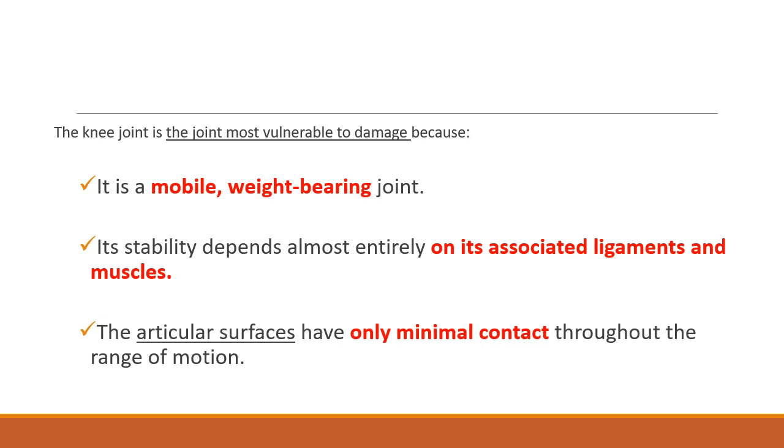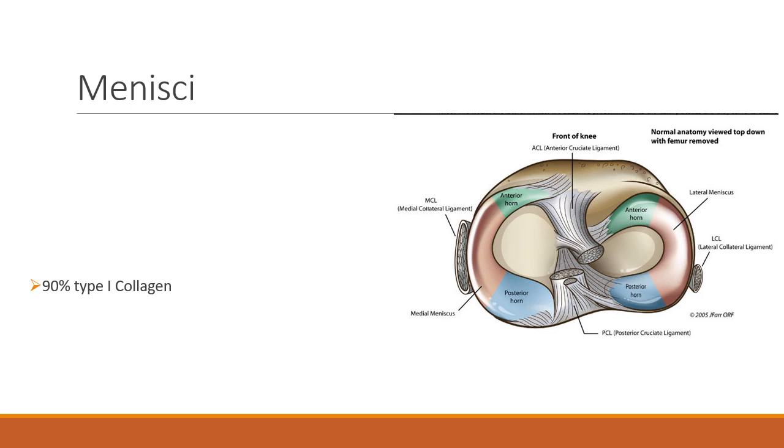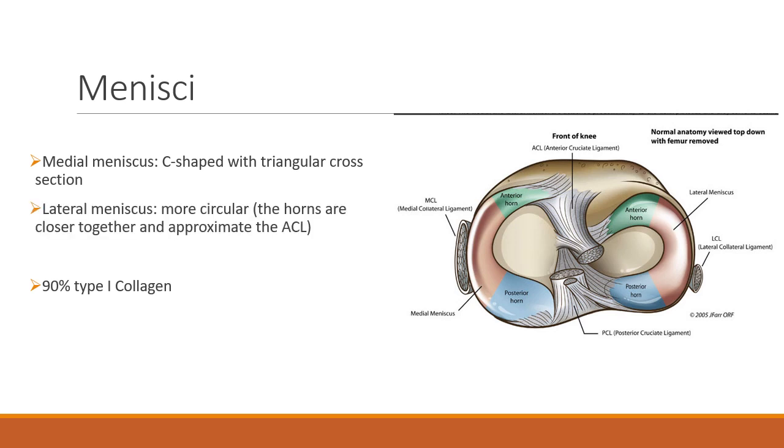As we discussed earlier, the shape and the configuration of the tibiofemoral part of the knee joint doesn't add a lot to the knee stability. On the articular surface of the tibia, we have two menisci, a lateral one and a medial one. The medial meniscus is more C-shaped, while the lateral meniscus is more circular. Each of these menisci consists of three zones: an anterior horn, a posterior horn, and the main body.